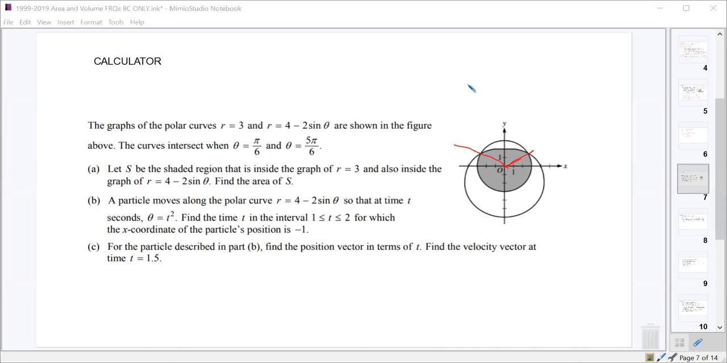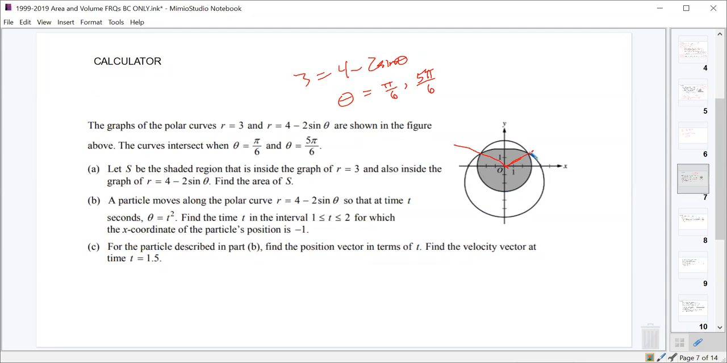Yep, so first we'll figure out where they intersect. So we have 3 equals 4 minus 2 sine theta, and you'd want to show this. And you determine that the theta values where they intersect are what? Now this becomes sine theta equals 1/2, so that'll be pi over 6 and 5 pi over 6. And so we know that from 5 pi over 6 around back to, this would become 13 pi over 6.